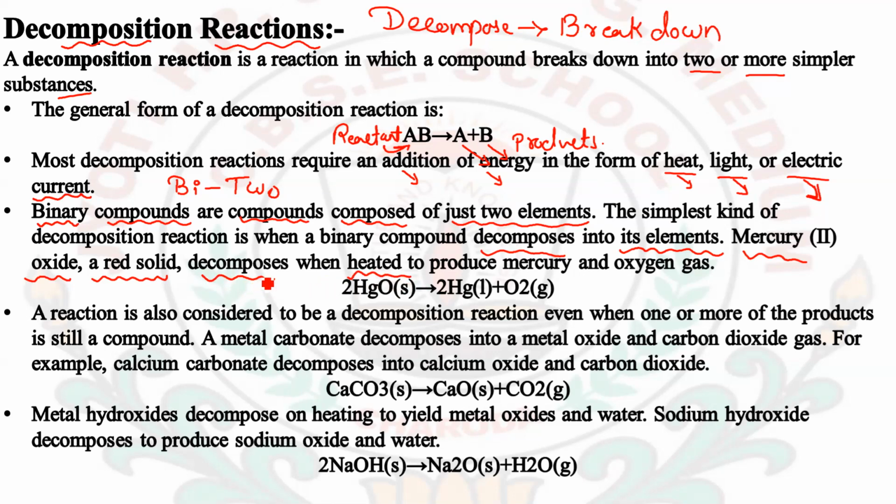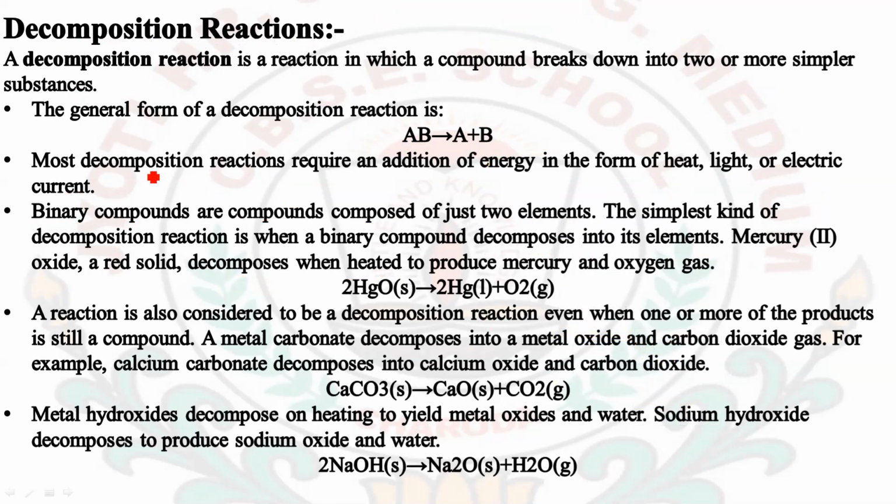Okay, it decomposes and forms mercury and oxygen, and both the elements are being separated out here. So what is happening here: HgO, which is mercury oxide, red in color, on heating, mercury gets separated from the oxygen and oxygen gas is released, and the color of this substance now becomes silverish, which is the color of the mercury.